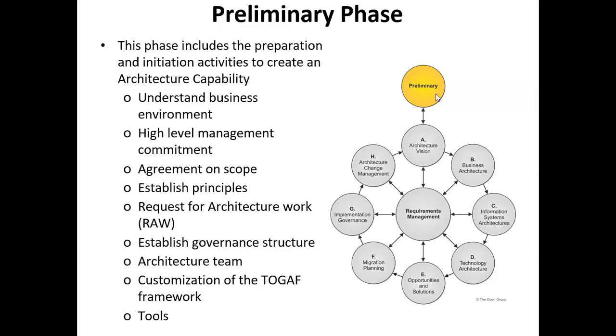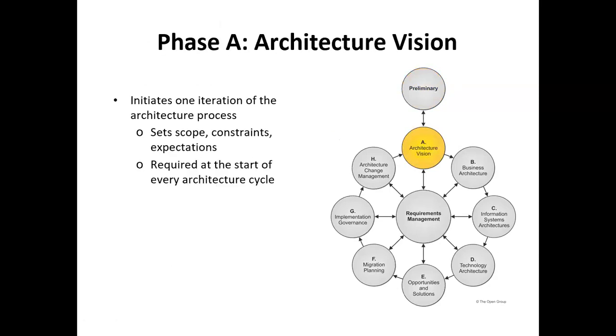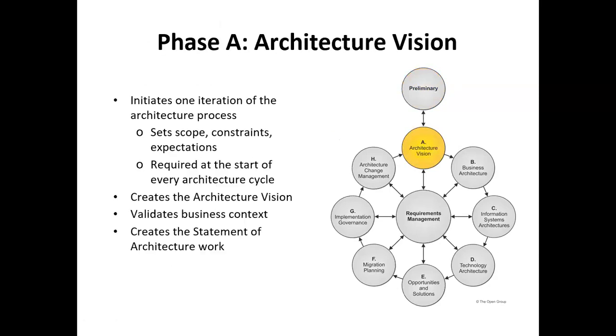So, the preliminary phase. What do you do? You prepare for the architecture work. Now tell me, what all things do you do in the preliminary phase? In preliminary, you define the scope and the governance team. No, you don't define, you agree on the scope. Defining and detailing happens in phase A. Oh yeah, you agree on the scope and set the governance and the team, and also the tooling required to deliver them.